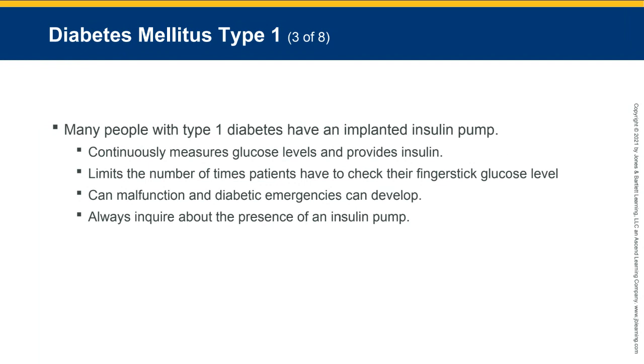Many people with type 1 diabetes have an implanted insulin pump. You are not going to see that a lot in Jamaica, but you will definitely come across that outside of Jamaica. It continuously measures glucose levels and provides insulin. It limits the number of times patients have to check their finger stick glucose level, but it can malfunction, and if it malfunctions, the patient can have diabetic emergencies.